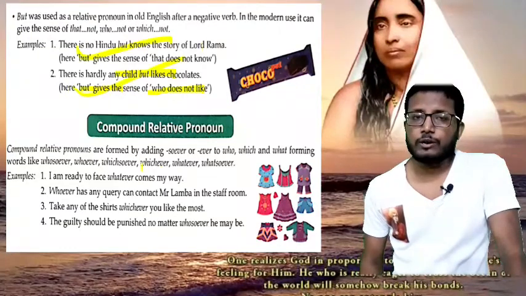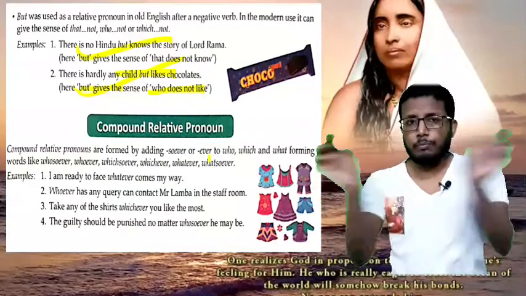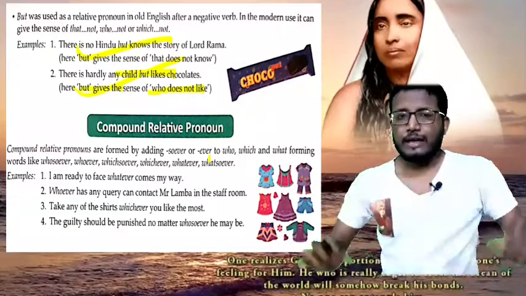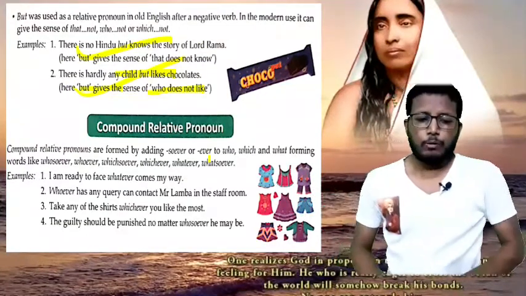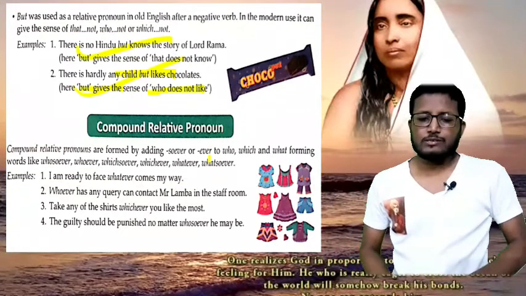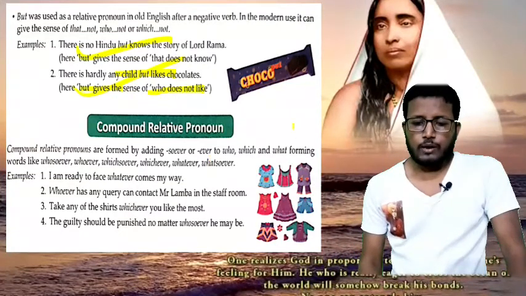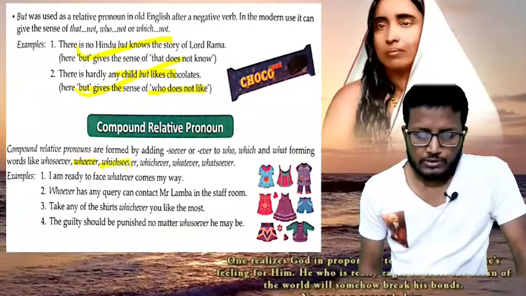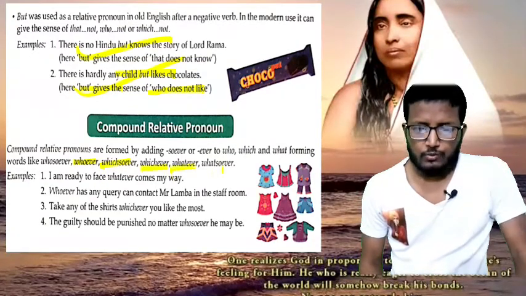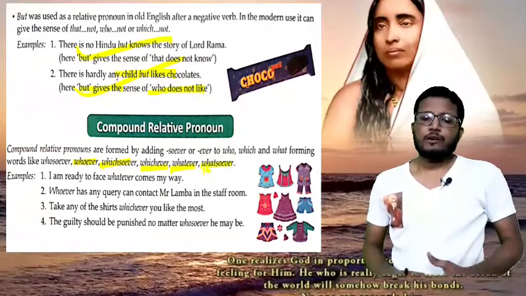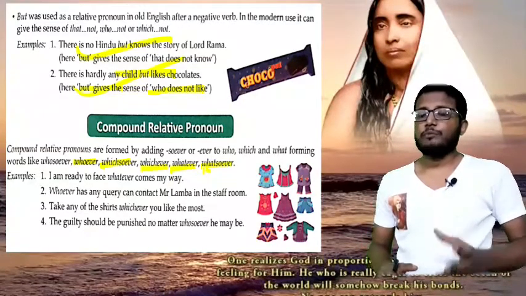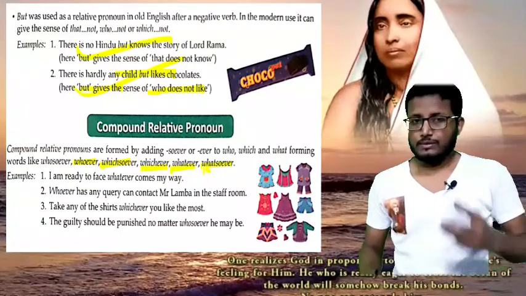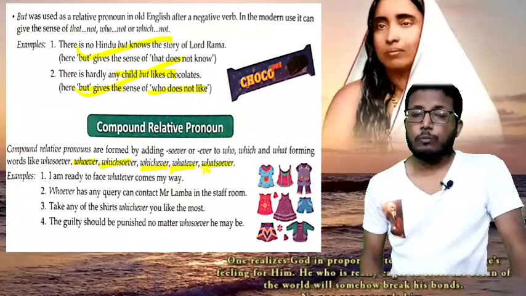Now compound relative pronouns. Compound means two words will be there and they have made a combination. So compound relative pronouns are formed by adding soever or ever to who, which and what, forming words like whoever, whosoever, whichever, whichsoever, whatever, whatsoever. So you can see these words are examples of a combination of two words or sometimes three also. So these are called compound relative pronouns.